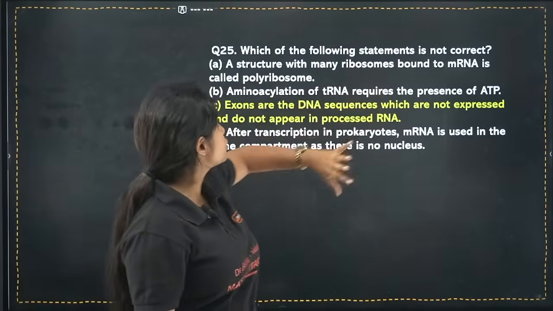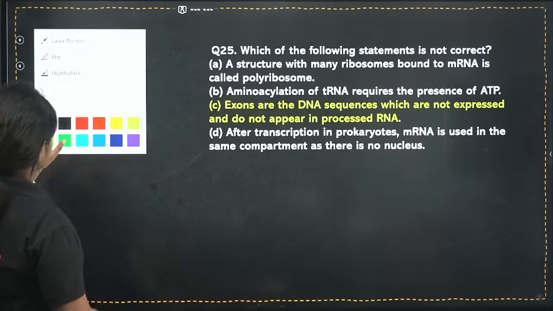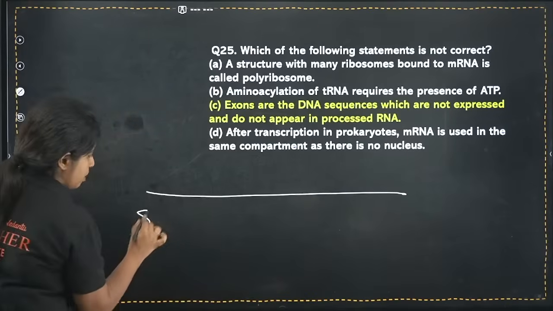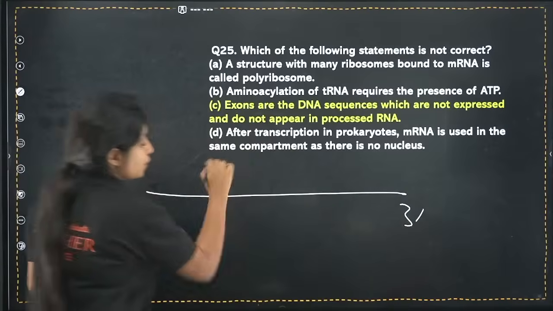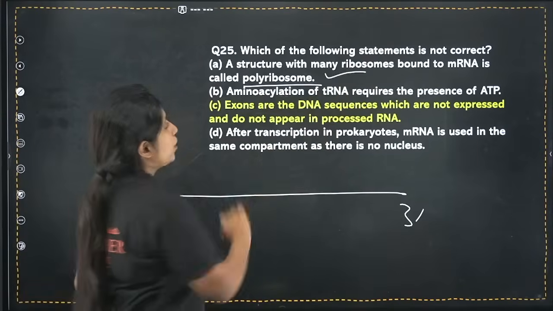Okay, next thing. Which of the following statements is not correct? A structure with many ribosomes bound to the mRNA is called a polyribosome. Suppose this is an mRNA, please always remember this is the 5' end and this is the 3' end. If you have multiple ribosomes attached to it, do you call it a polyribosome? Yes, I do call it a polyribosome, correct.